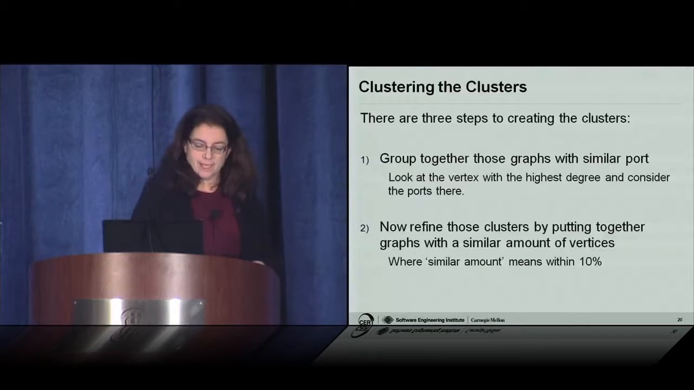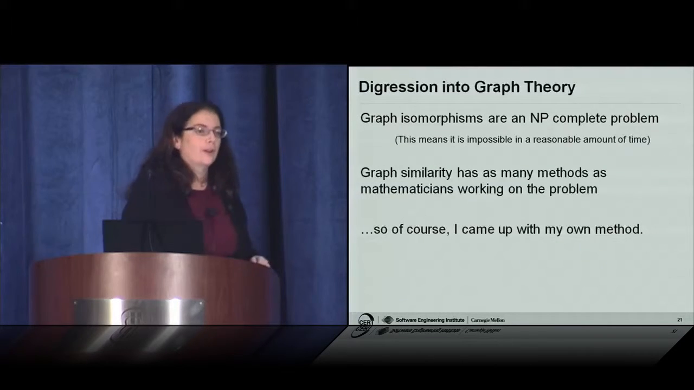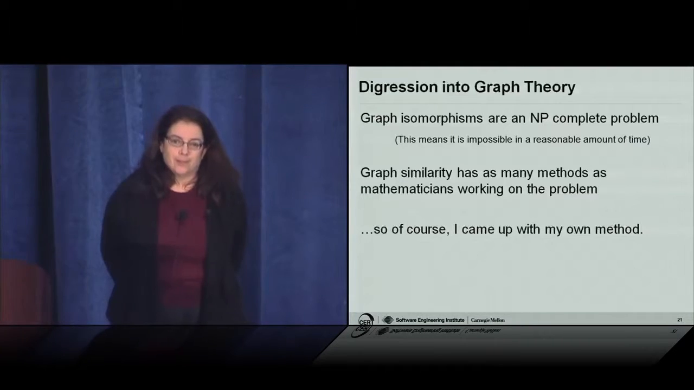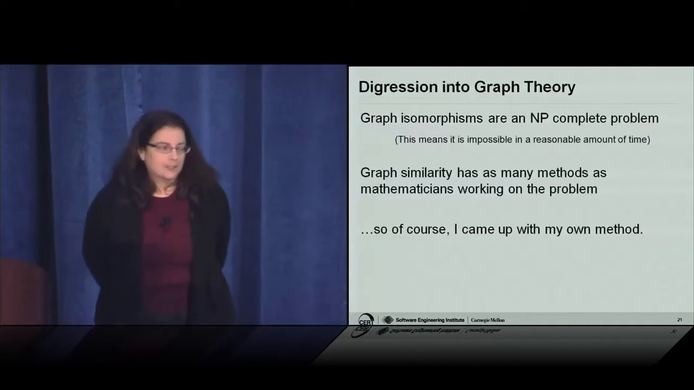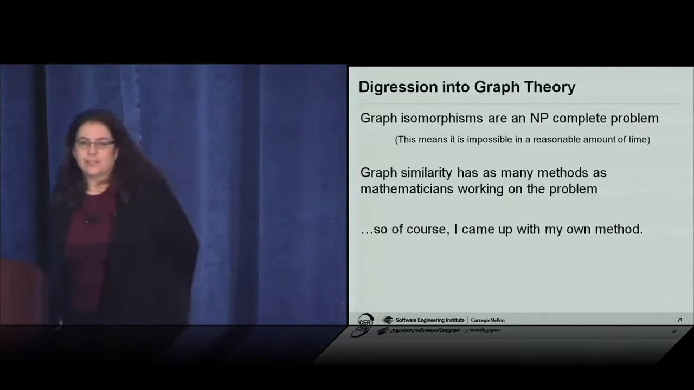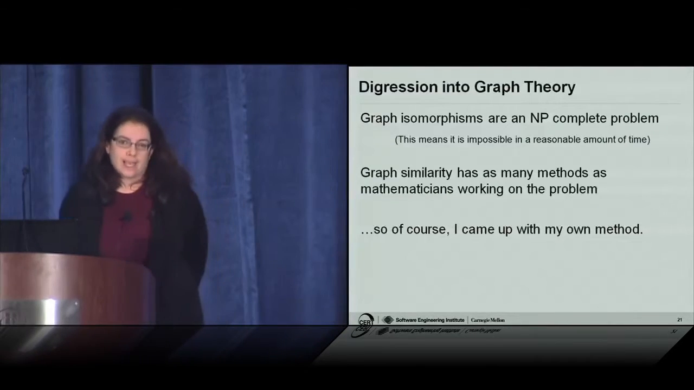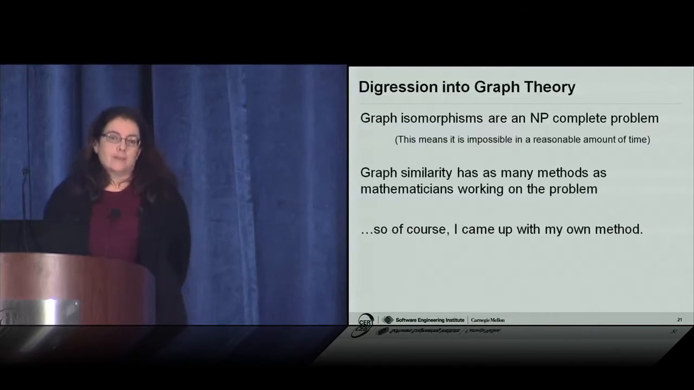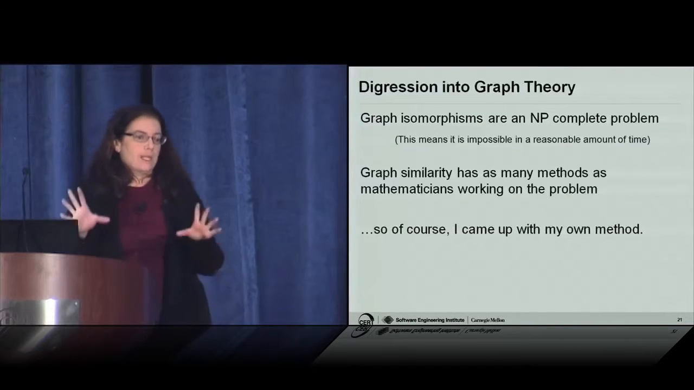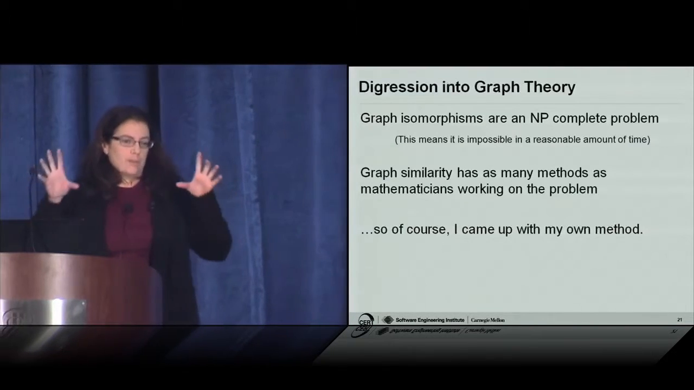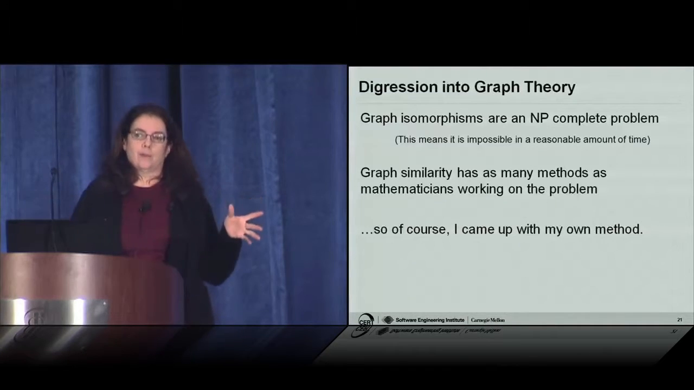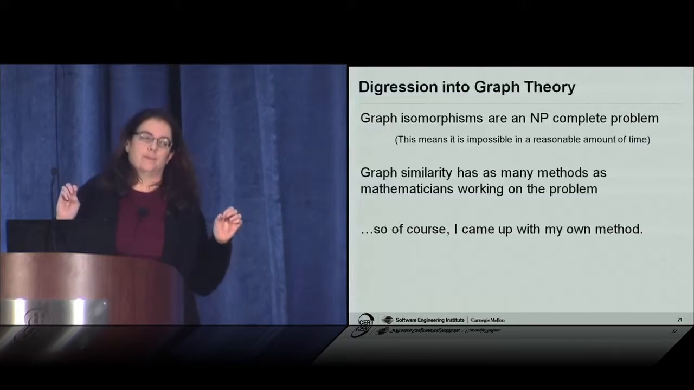The reason for that actually has to do with the 3rd step, and now we are going to digress into graph theory, and I hope you had some coffee this morning, and I apologize for hitting you with some math. Graph isomorphisms, i.e. telling if 2 graphs are exactly the same, is an NP-complete problem. This really means you can't do it very easily. Graph similarity, that is, one step away from graph isomorphism: how similar are these 2 graphs? There are as many methods as mathematicians working on the problems, and I'm really not exaggerating on that.